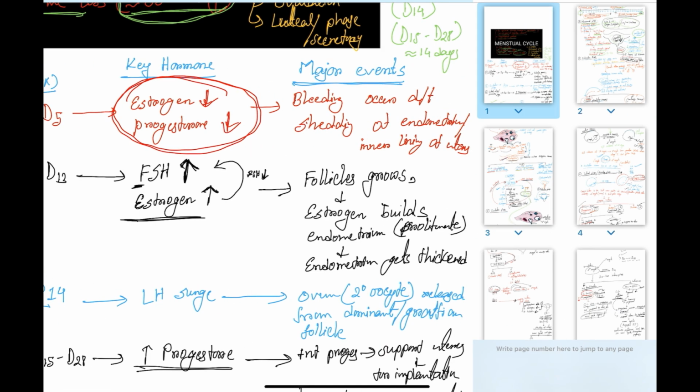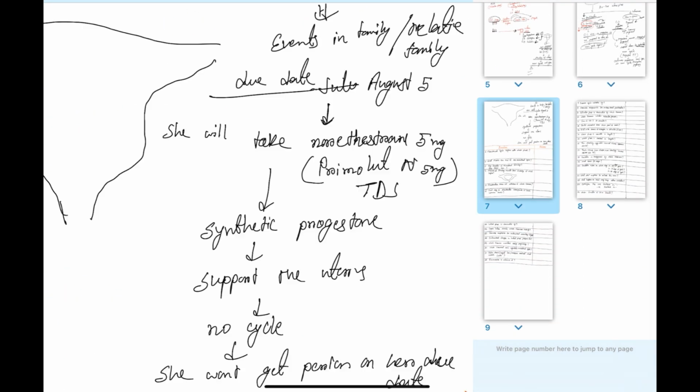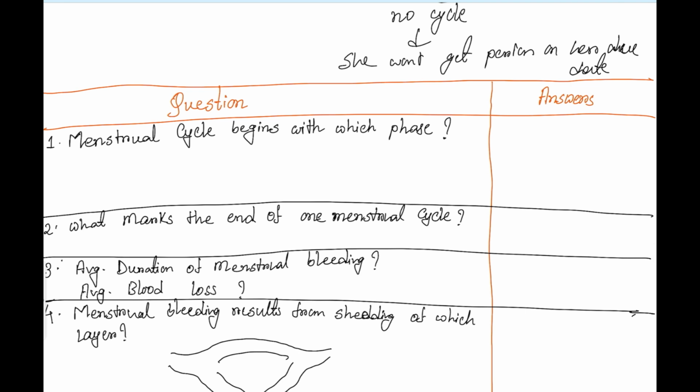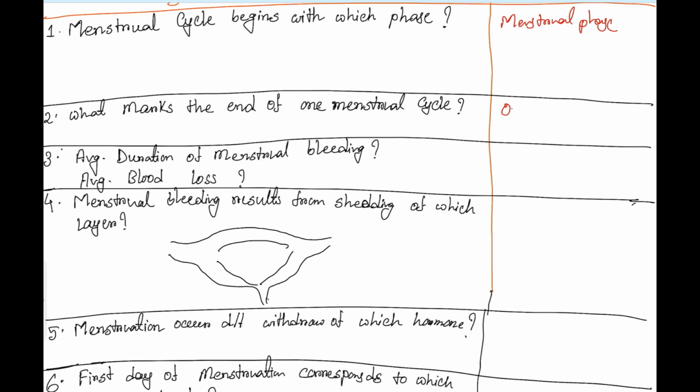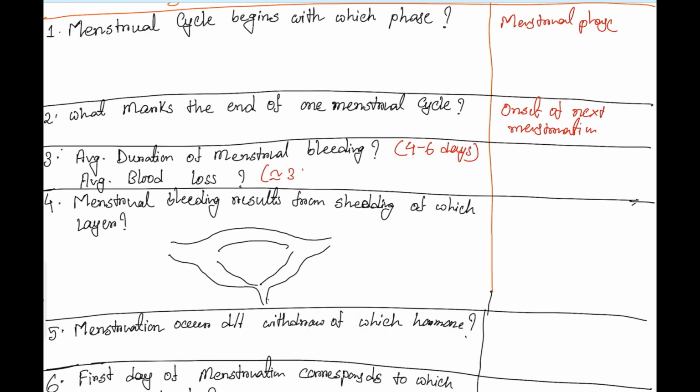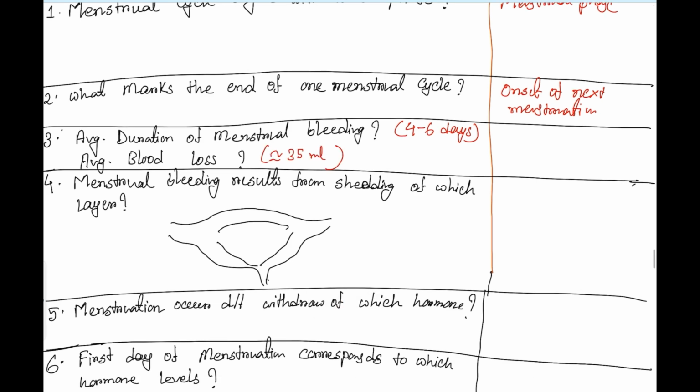Okay, so we will list one by one all the questions here. Menstrual cycle begins with which phase? Your answer will be menstrual phase, the first phase. What marks the end of one menstrual cycle? Your answer will be onset of next menstruation. Average duration of menstrual bleeding? The answer will be 4 to 6 days. Average blood loss? On average 35 ml is the best answer.